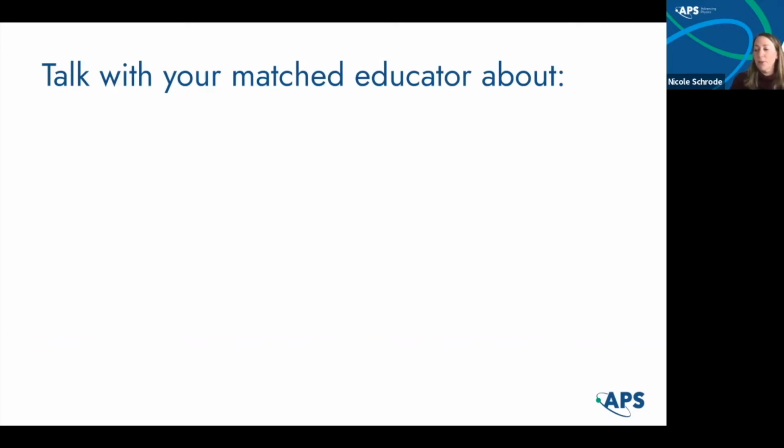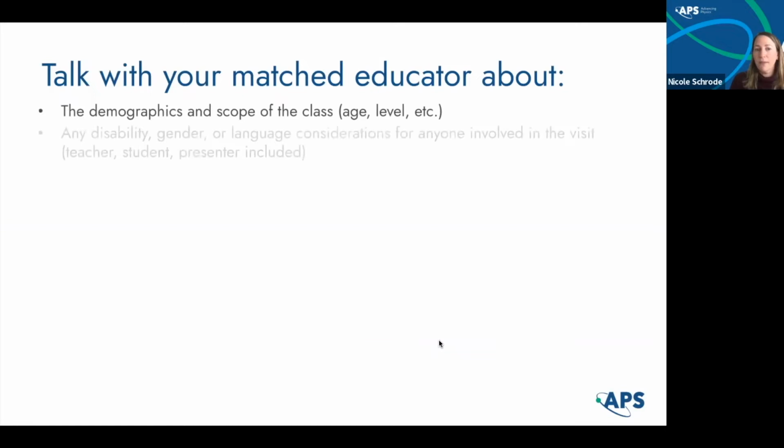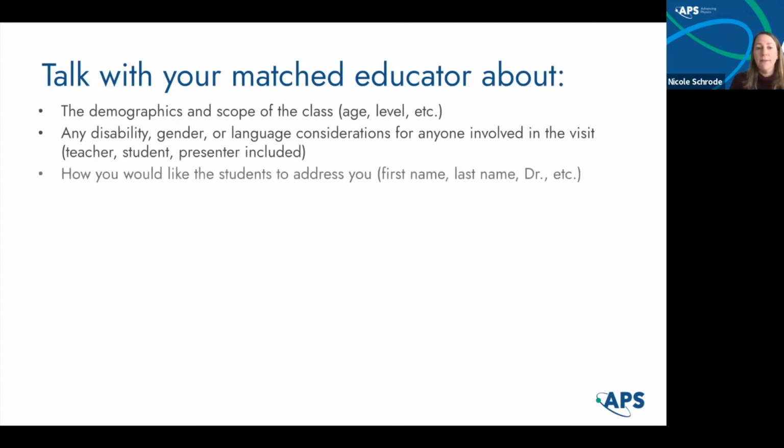Before you present to the students, it's important to talk with your matched teacher about what the class looks like, demographics, and the scope of the class. Is it a high-level AP class or just a general level middle school physical science class? Please make sure to talk to the educator about any disability, gender, or language considerations for anyone in the room, the teacher, students, and yourself included. This one's important: how would you like the students to address you, so that they know that going in? Would you like your honorific, professor, first name, last name, etc.?